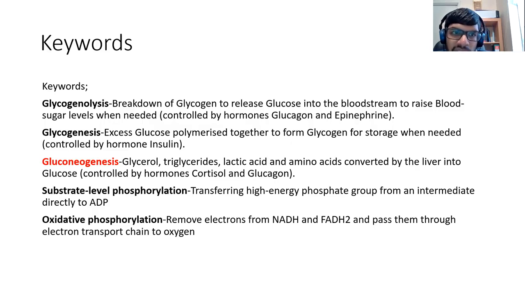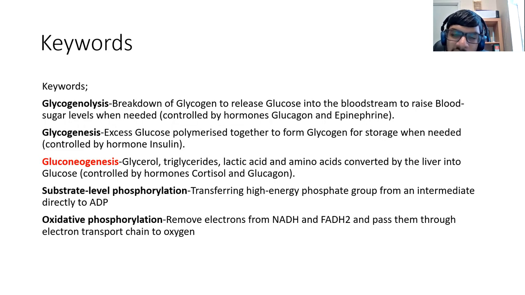And glycogenesis, the next keyword here, is excess glucose polymerized together to form glycogen for storage when you need it. This is controlled by insulin, as I mentioned with the flashcard process here. And the whole goal of all these processes is to maintain homeostasis, that's a constant internal environment. Because too much or too little of anything is bad. Even good things like water, for example: too much water can kill, and too little, as you know, can kill as well.